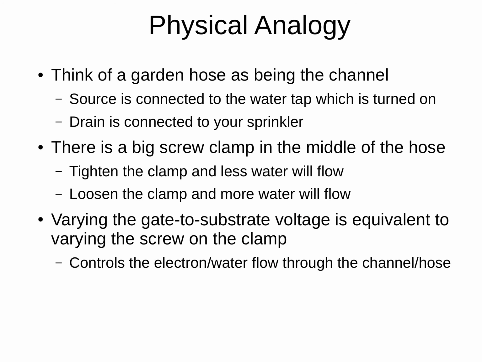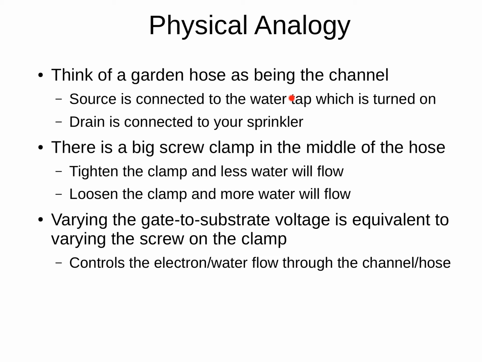If you like analogies, then think of a garden hose as being the channel. We connect the source, or one end of our hose, to a water tap and turn that water tap on. That's like connecting the source to a 5-volt supply or ground, depending on the polarity of the FET. And then the drain is going to be connected to our sprinkler. Or if it's an electronic circuit, we connect the drain to some sort of circuit we want to control. We want to control how much current is flowing into our circuit, or we want to control how much water is flowing into our sprinkler.